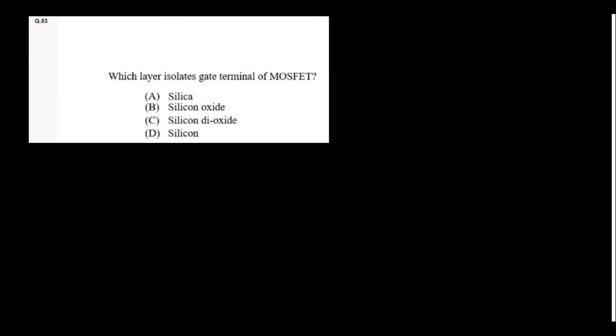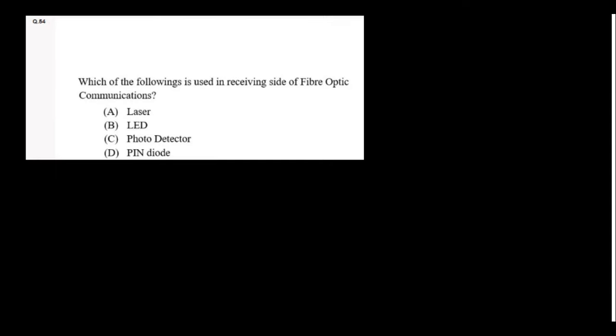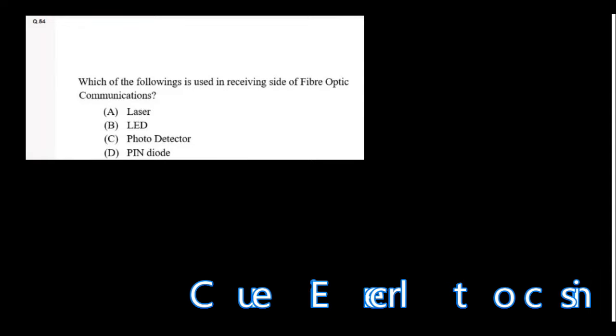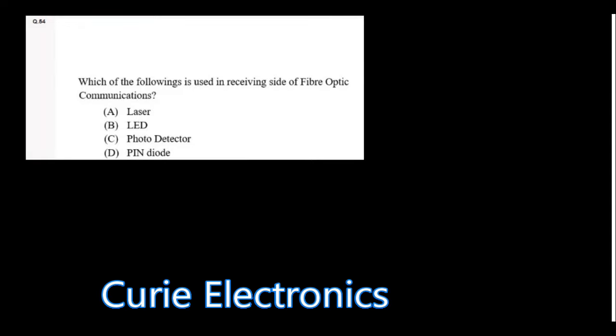Which layer isolates the gate terminal of a MOSFET? Silicon dioxide is the answer, and they have given it as silicon oxide. Which of the following is used on the receiving side of fiber optic communication? The receiver has to be a photo detector. I think the answer given is some LED or something. This also you can put up.